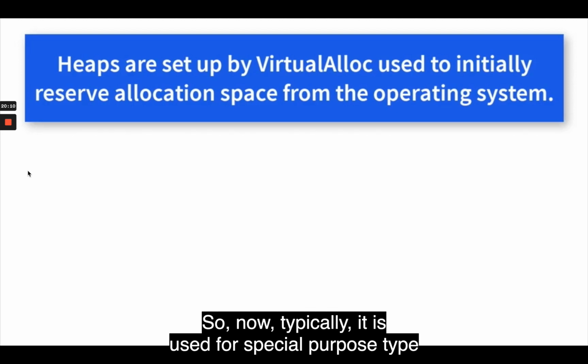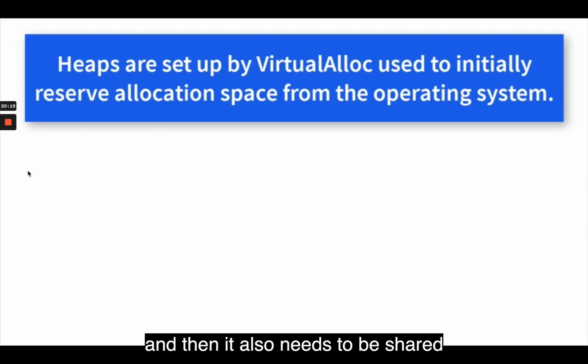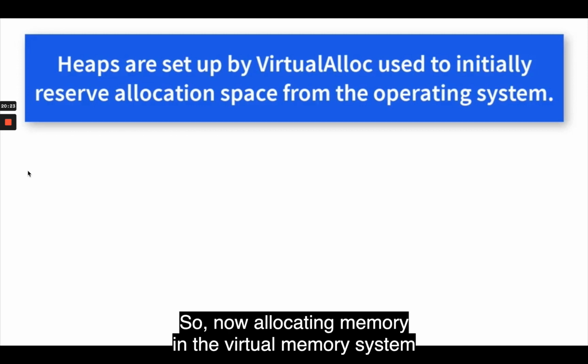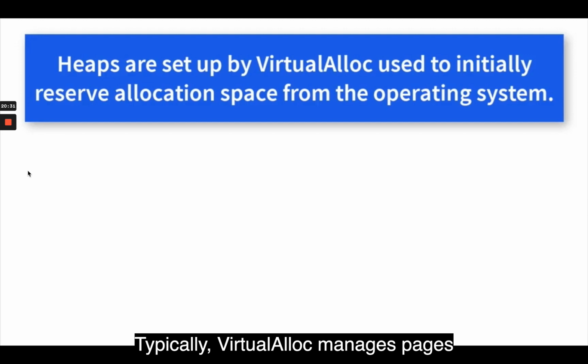So now typically it is used for special purpose types of allocation, because the allocation has to be very large, and then it also needs to be shared and needs to be at a specific value, right? So now allocating memory in the virtual memory system is the most basic form of memory allocation in Windows. Typically, VirtualAlloc manages pages in the Windows virtual memory system.